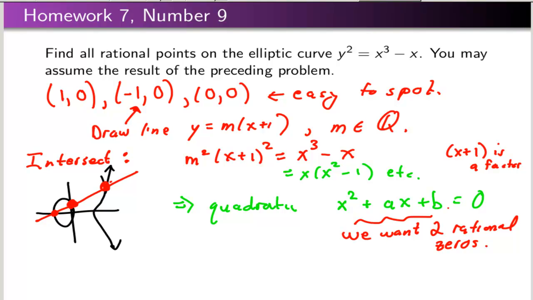So how do I know when a quadratic has rational solutions? Well, you need the discriminant to be a perfect square. Well, what's the discriminant? I should have called this b and c. It's a squared minus 4b in this case. Needs to be some perfect square, like that.